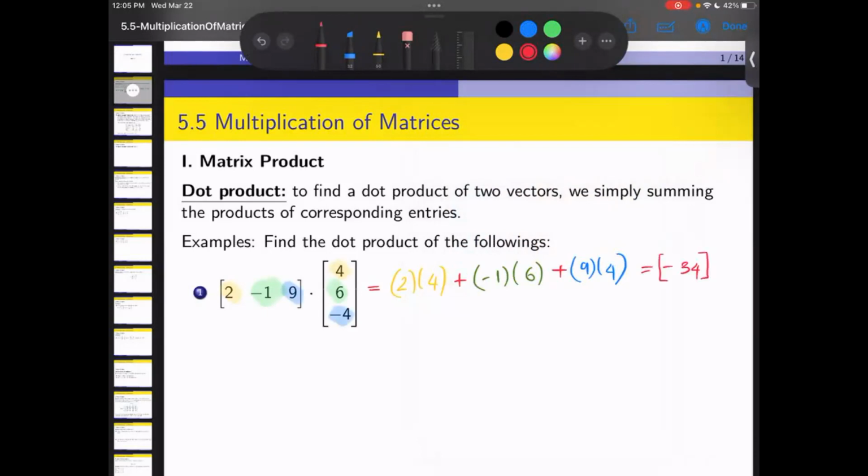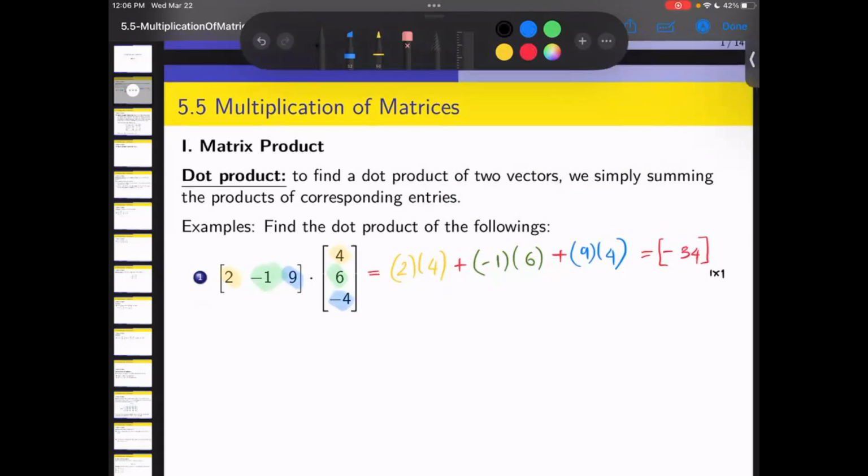You may notice that I put that -34 in matrix form. It's 1 by 1, right? It is 1 by 1. Notice that you start out with what? You start out with 1 by 3 times 3 by 1, and you end up with 1 by 1.